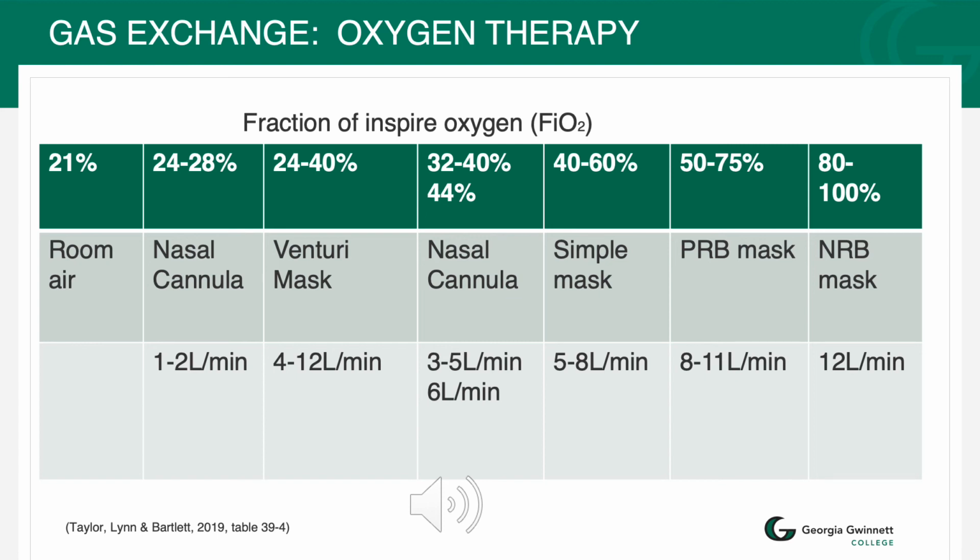If the nasal cannula is not working at that 6 liters, then you apply a simple face mask, which can get up to 60% of oxygen on 8 liters. The next device is called a partial rebreather, which we'll talk more about in the next couple slides. And then the last column here is your non-rebreather. And the non-rebreather is the only way to deliver oxygen at 100% without putting a tube into someone's lungs and putting them on a ventilator.